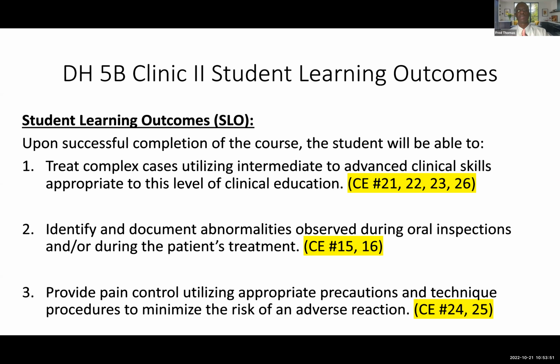Second SLO was identifying and documenting abnormalities during oral inspections during the patient's treatment, CEs 15 and 16. And then lastly, pain control. Again, all these SLOs were derived completely from our course objectives. And that last one is CEs 24 and 25.